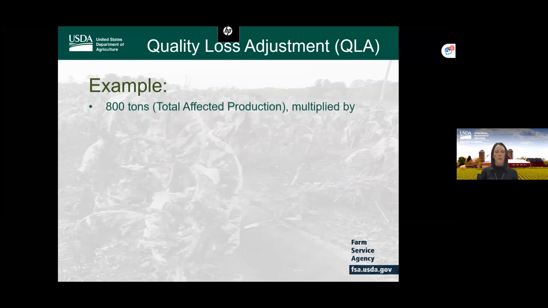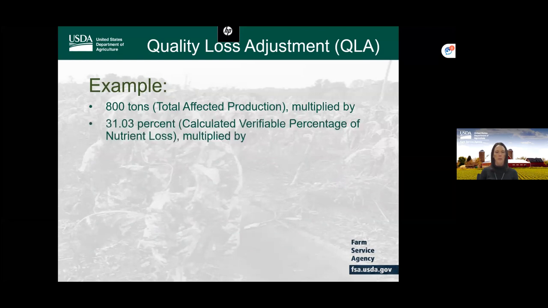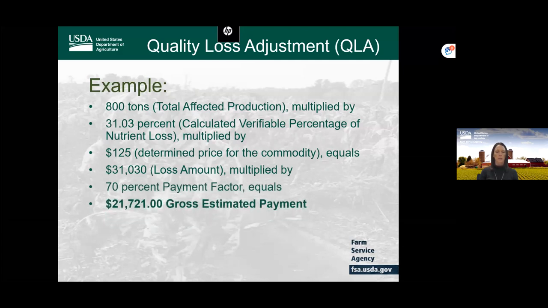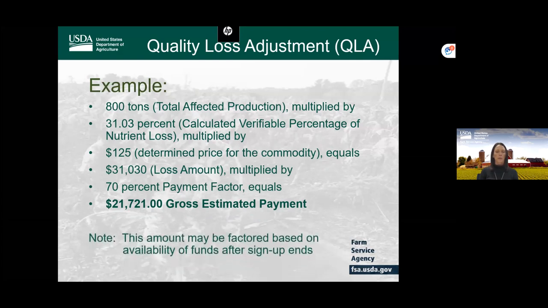So to calculate the payment, we take the 800 tons times the 31.03%. We multiply that by the $125, which is the determined price for the commodity, equals $31,030. We multiply that by the 70% payment factor for a gross payment of $21,721. And again, that $21,000 may be factored further if there's not adequate funding available after signup.